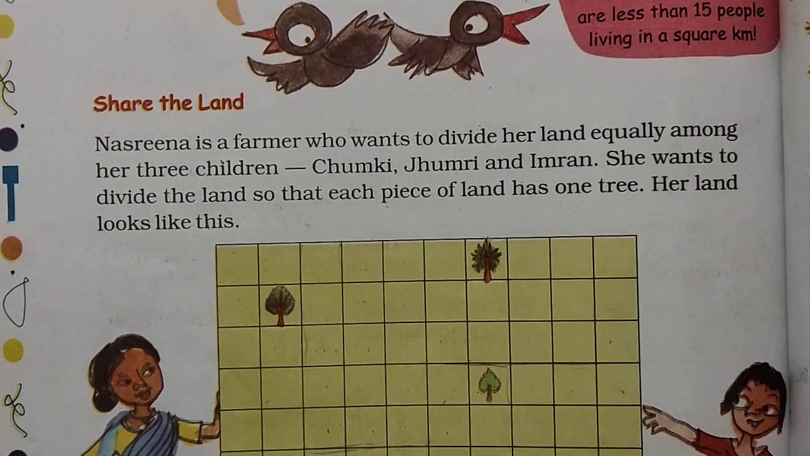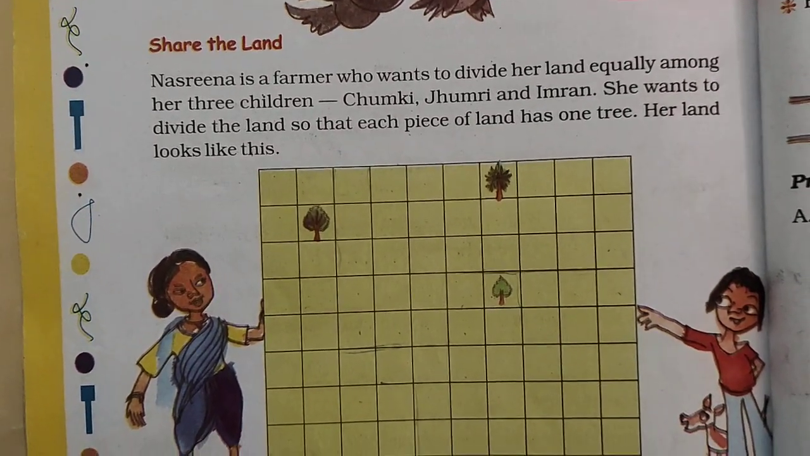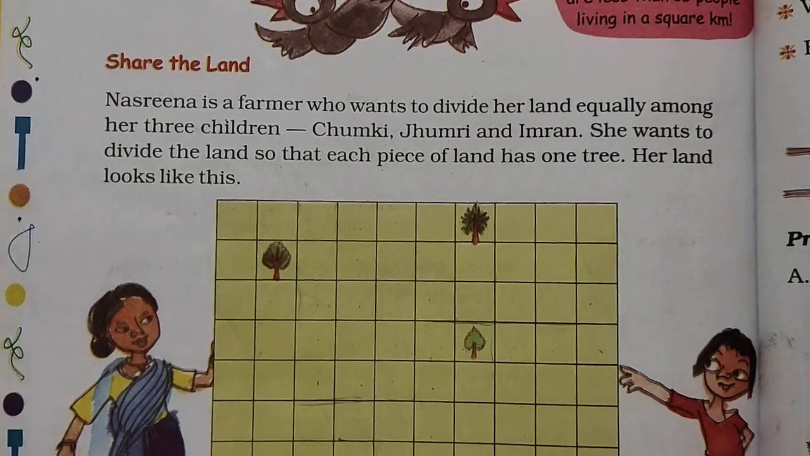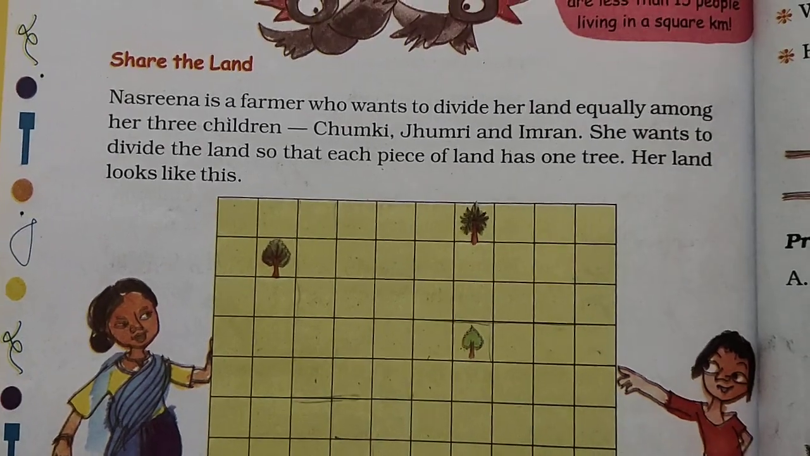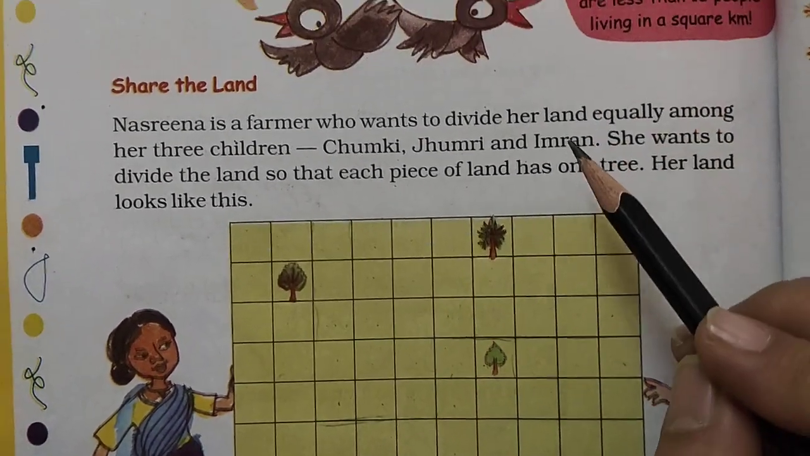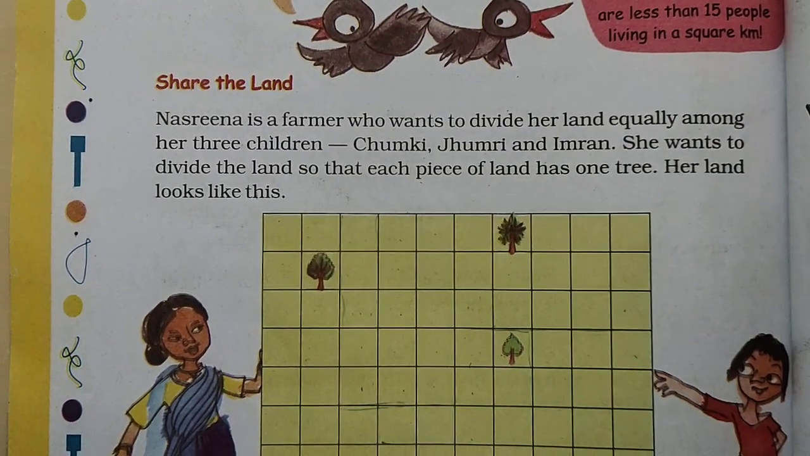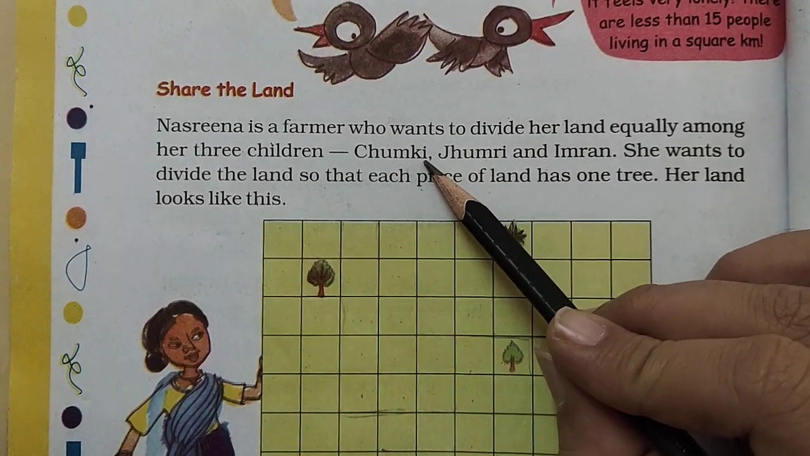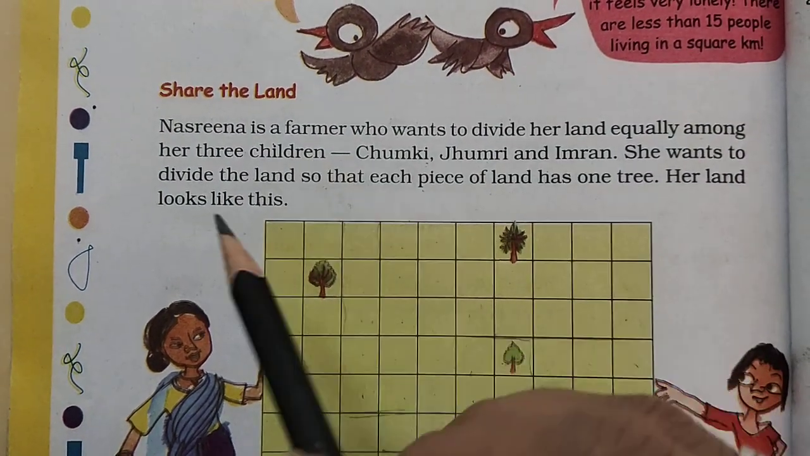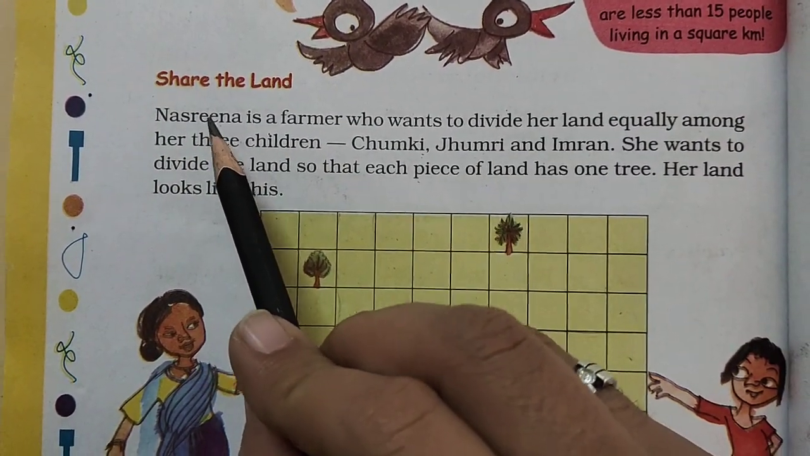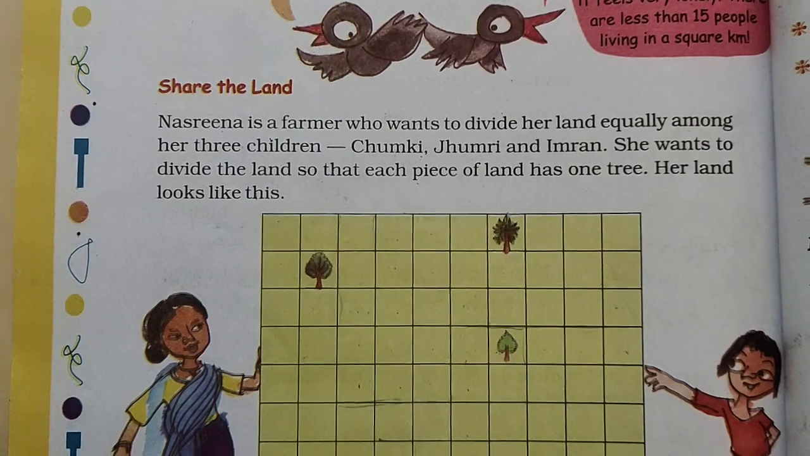Share the land. There is a land which we are supposed to share. Nasrina is a farmer who wants to divide her land equally among her 3 children. The names of the children are Chumki, Jumri and Imran.